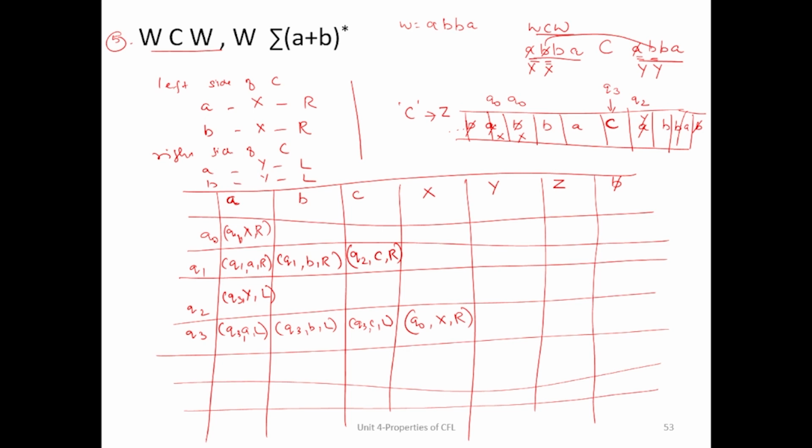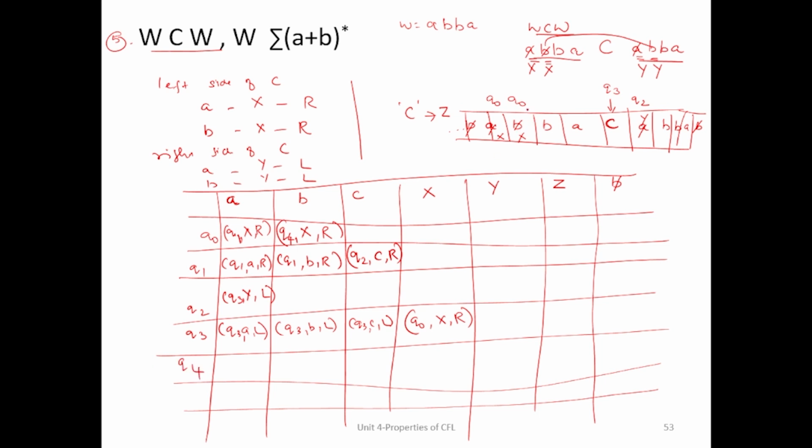If the same Q0 reads B, you don't come to the same Q1 state. Instead, you should go to a new state, so that only we are able to check whether the right side B value occurs or not. So if Q0, that means the initial state, reads B, that means B is at the left side, so we should replace it as X and move to the right direction with a new state Q4.